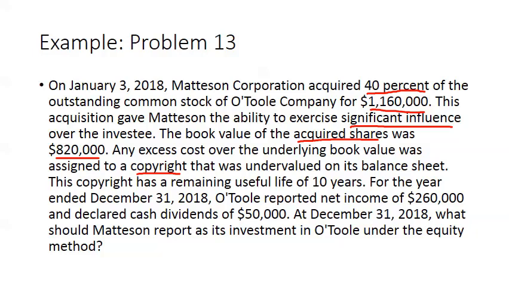This copyright has a remaining life of 10 years, so we're going to have to amortize that excess over 10 years. For the year ended December 31st, 2018, O'Toole reported net income of $260,000. Now that's for the whole company. We need our percentage of that. And it declared cash dividends of $50,000. Again, that's for all stockholders. We only own 40%. At December 31st, 2018, what should Madison report as its investment in O'Toole under the equity method? So they want the balance in the investment account. They're not asking for what portion of income, etc. So there's a process we have to go through.